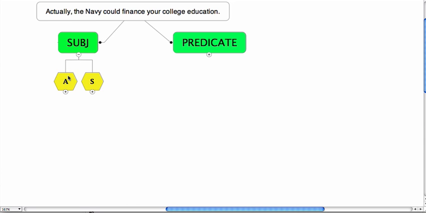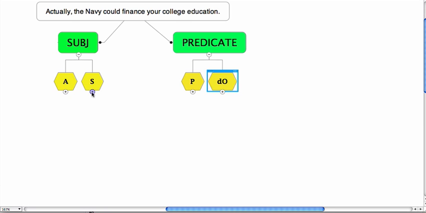We have an adverbial, which is "actually," and "the Navy," which is the subject. And in the predicate we have "could finance" as the predicator, and the direct object is "your college education." The Navy could finance something.